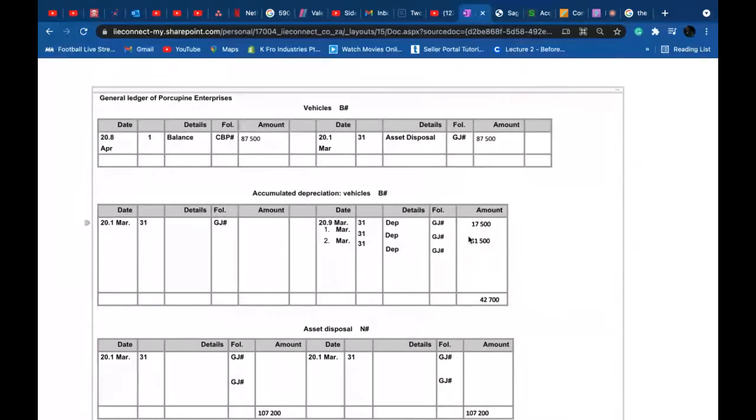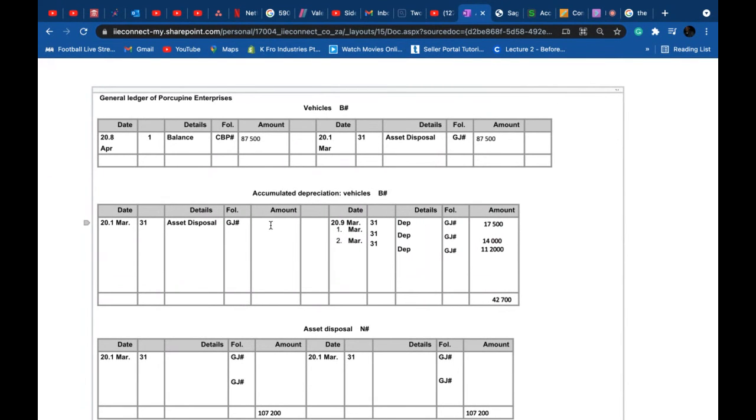Oh, sorry. It's supposed to be like this: the depreciation for each year. Remember, these are individual entries. When we're debiting depreciation, we're crediting asset disposal. So this is supposed to be your 14,000 over here, and this is supposed to be your 11,200. If you add those up, you'll see that you arrive at 42,700. Now remember, step 2 is to remove your accumulated depreciation, and we transfer it to asset disposal. So here now we have the 42,700.